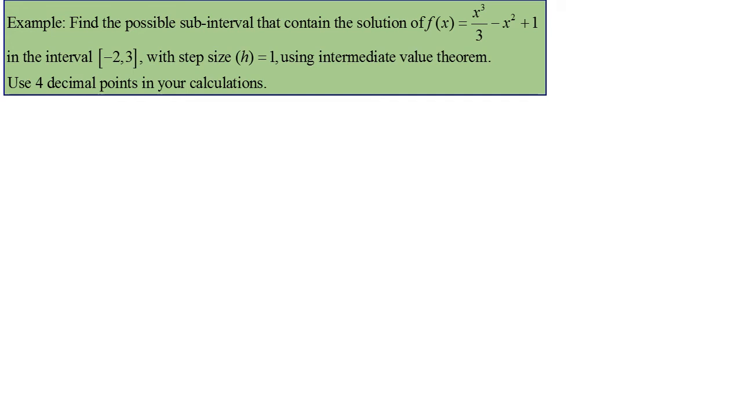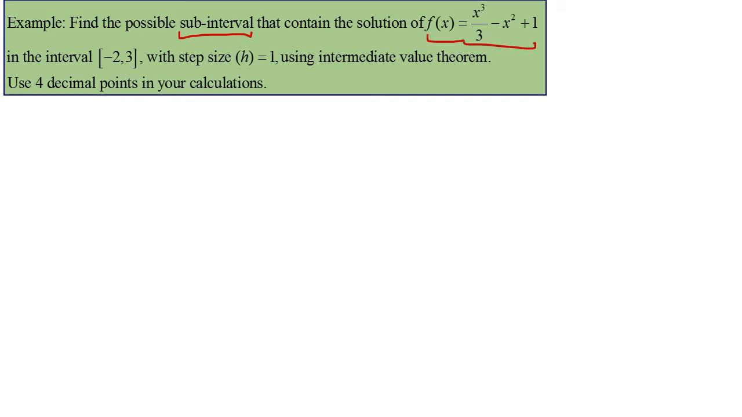Find the possible subintervals that contain the solution of f(x) = x³/3 − x² + 1 in the interval [−2, 3] with step size h = 1. You can see the question wants you to find other intervals, within the interval −2 to 3, where each interval contains a solution for f(x).